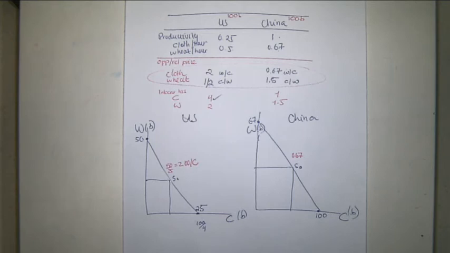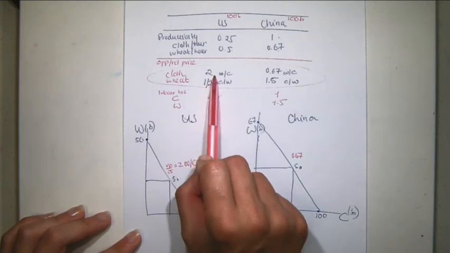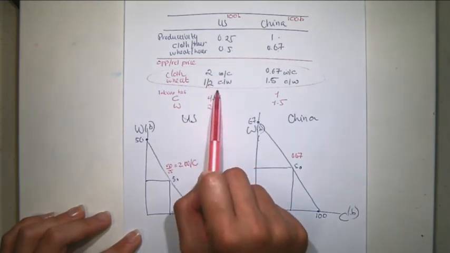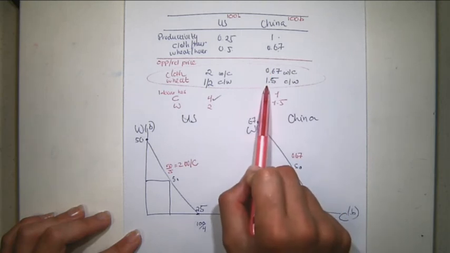Now, the theory of comparative advantage asserts that the country with the lowest opportunity cost of producing a good, so they give up the least amount to produce a good, will specialize perfectly in that good. So in the US, let's have a look. The price of cloth and wheat is 2 and 1/2. In China, the price of cloth and wheat is 0.67 and 1.5.